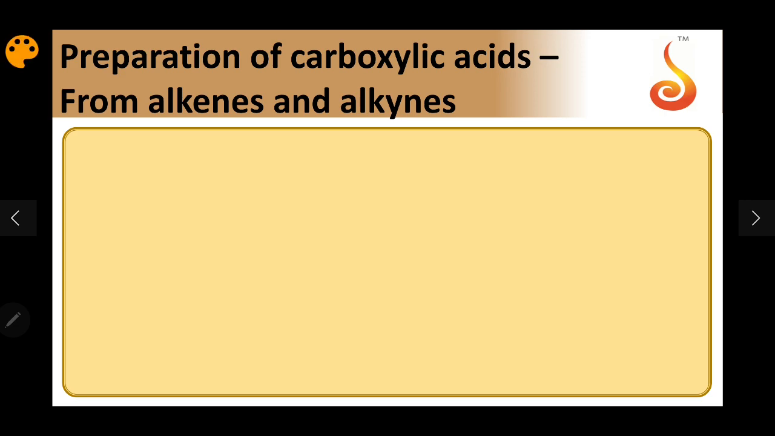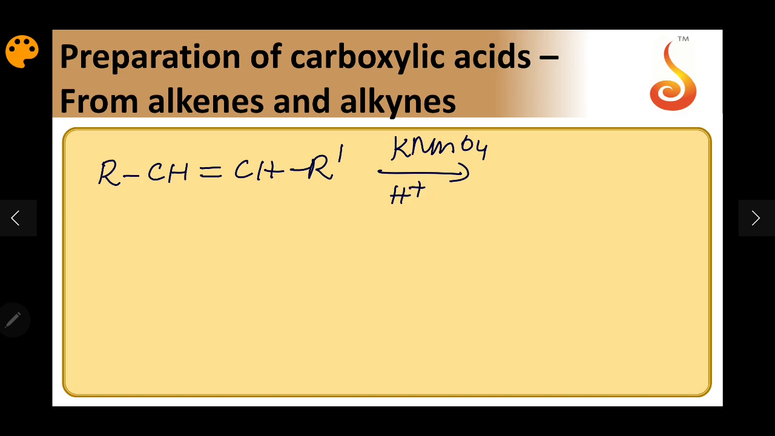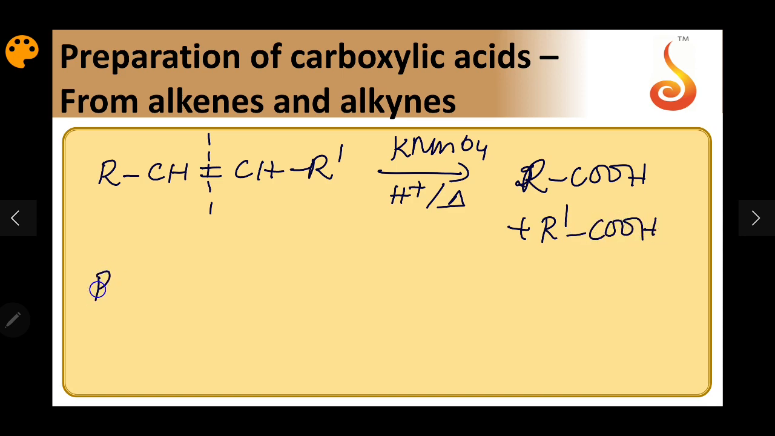Starting from alkenes and alkynes. The double bond and triple bond can be broken by strong oxidation in the presence of KMnO4. Suppose I take RCH double bond CH R dash. If I use KMnO4 in acid medium and heating, the double bond completely breaks. It gives one RCOOH, the other one R dash COOH. The same way I can get it even from alkyne, so I'll get the same set of products.